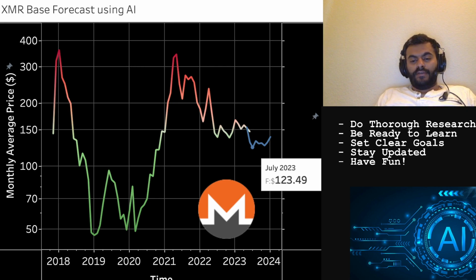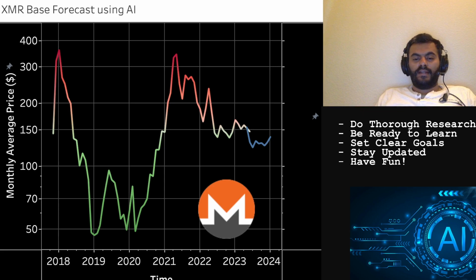So the forecast trajectory after July, because we are almost at the end of July, is sideways from August till November, and then a rally in December and January. So this is the base case.